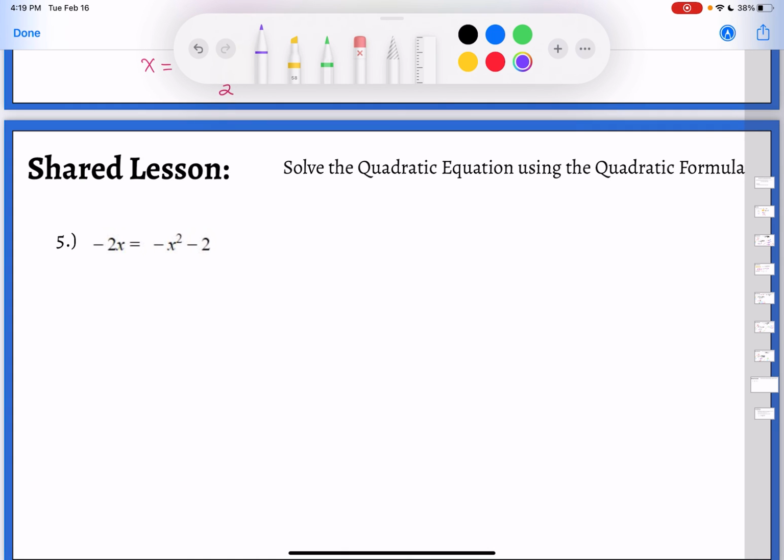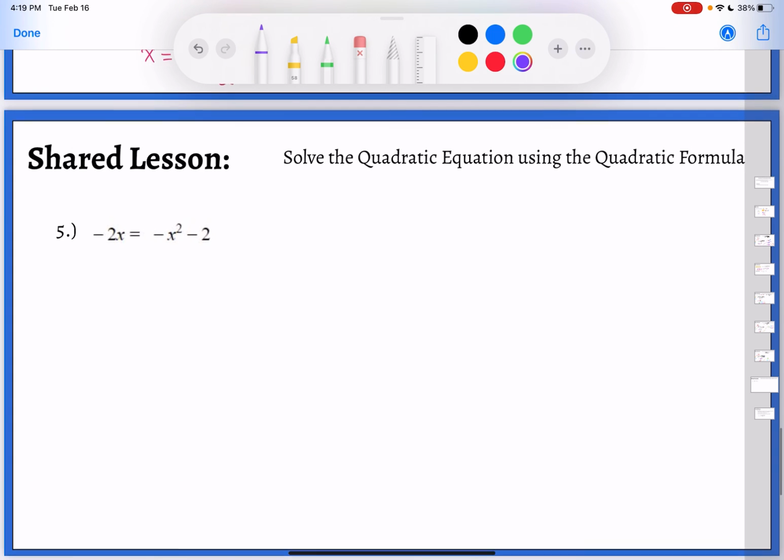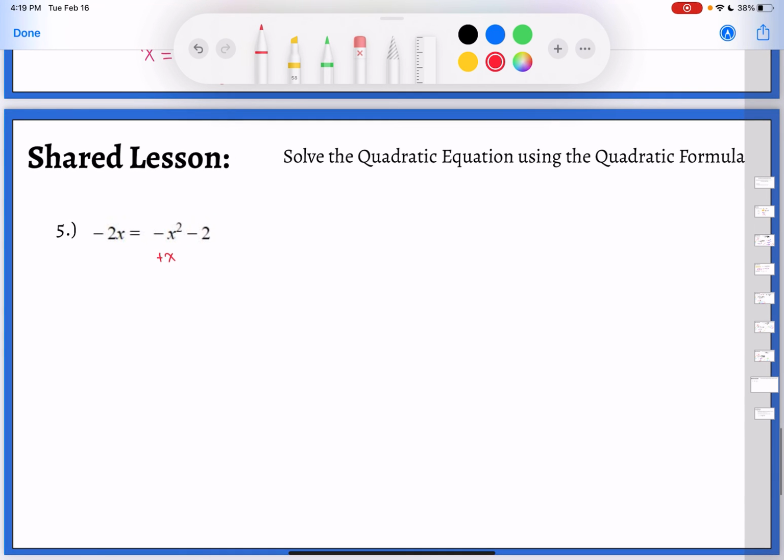So again, we're going to put our equation into standard form since it's not in standard form already. And again, ingrained in me is to make sure that that first number is positive. So I'm going to add x squared and I'm going to add the 2. X squared is going to go in front, 2 is going to go at the end. So I'm going to have positive x squared minus 2x plus 2 equals 0. But again, you could just add the 2x to the other side. Your negatives will be opposite, but that's okay. You will still get the same answers.